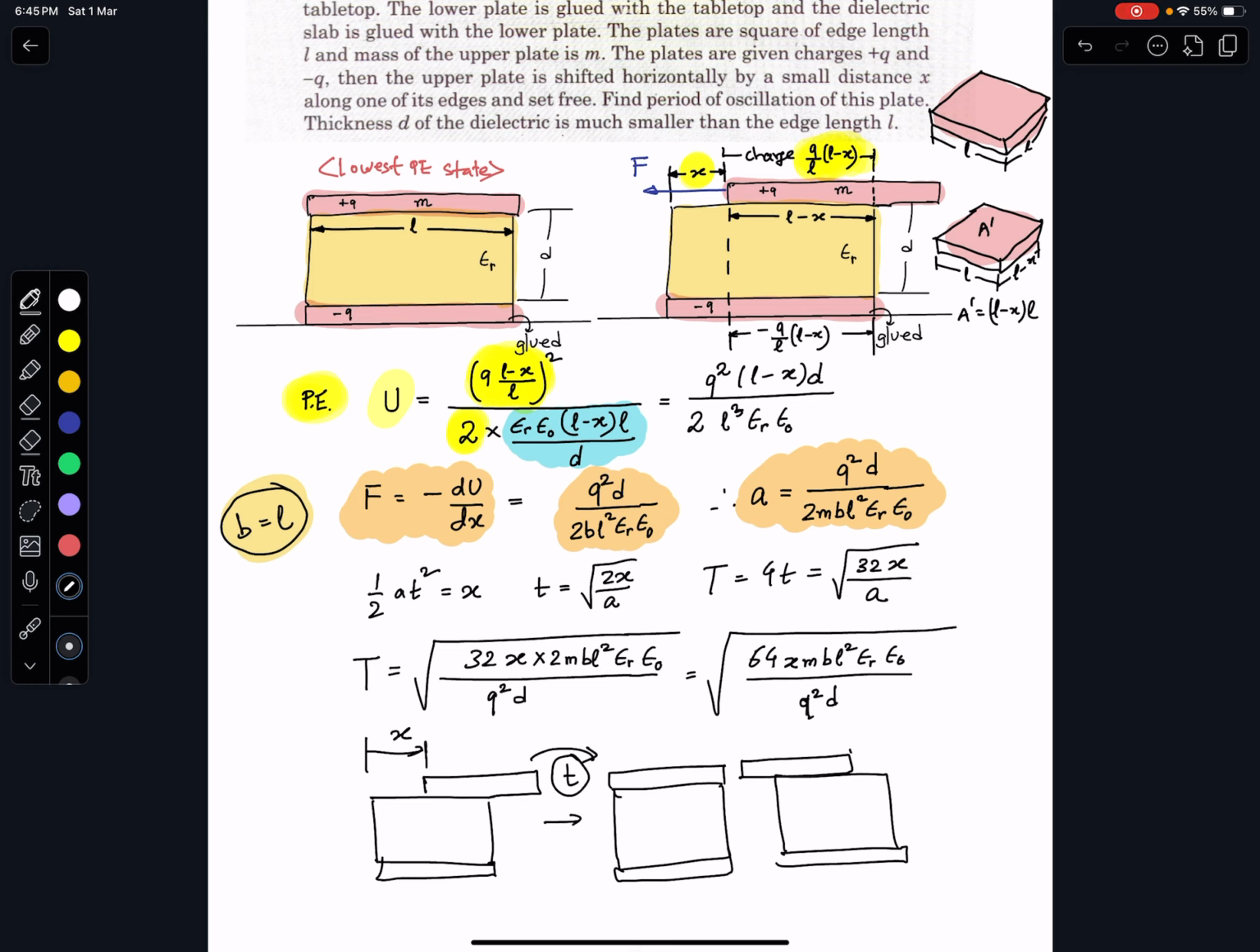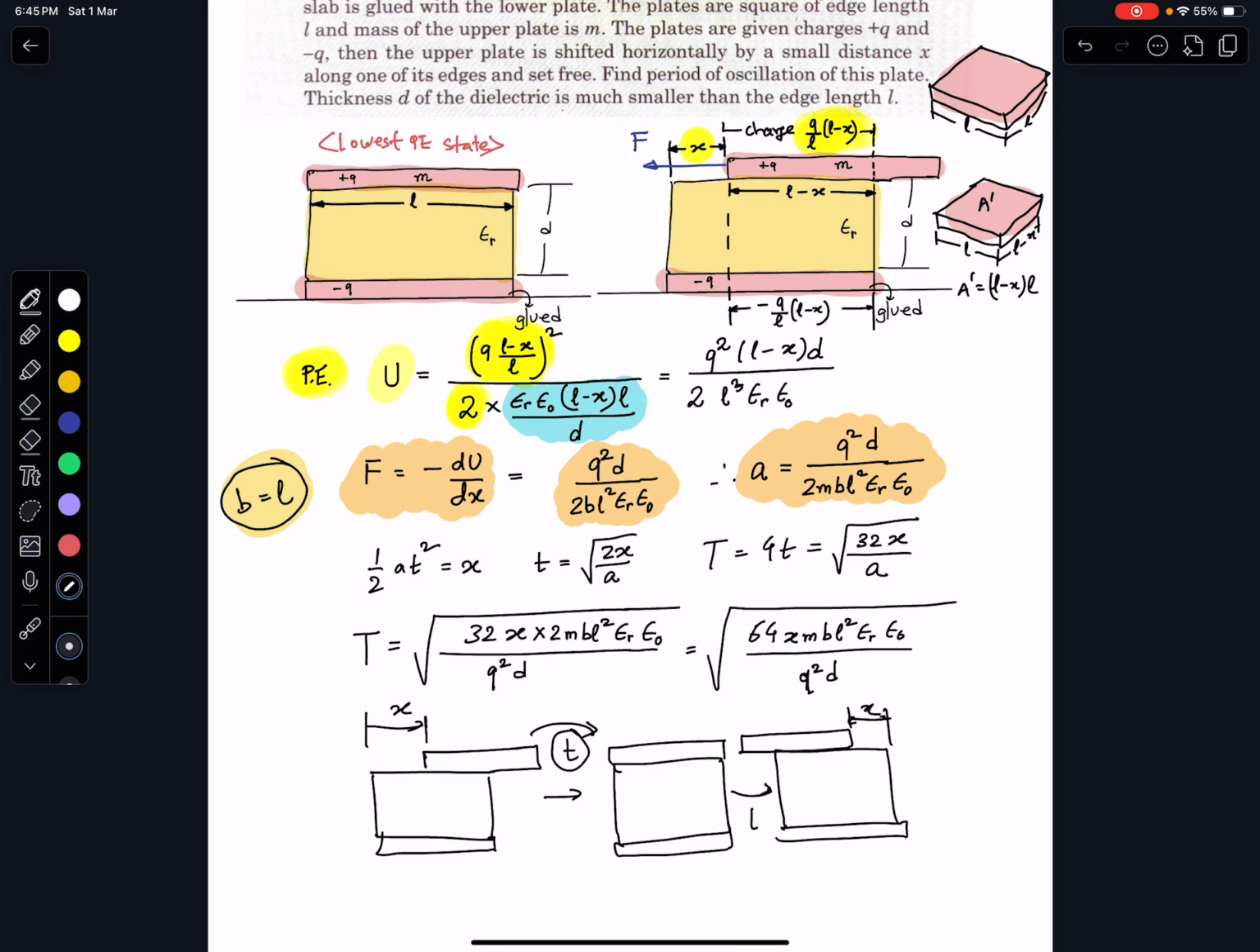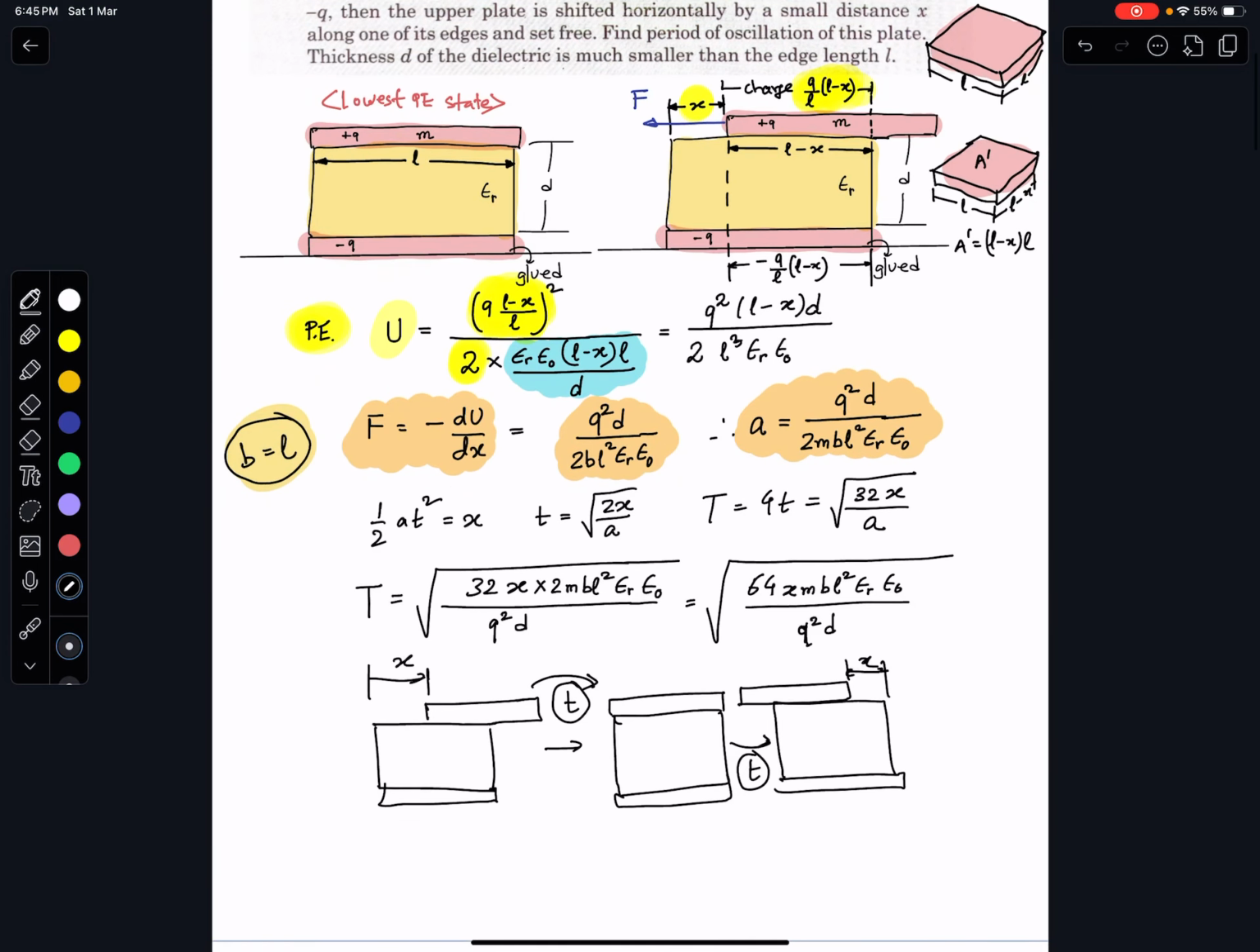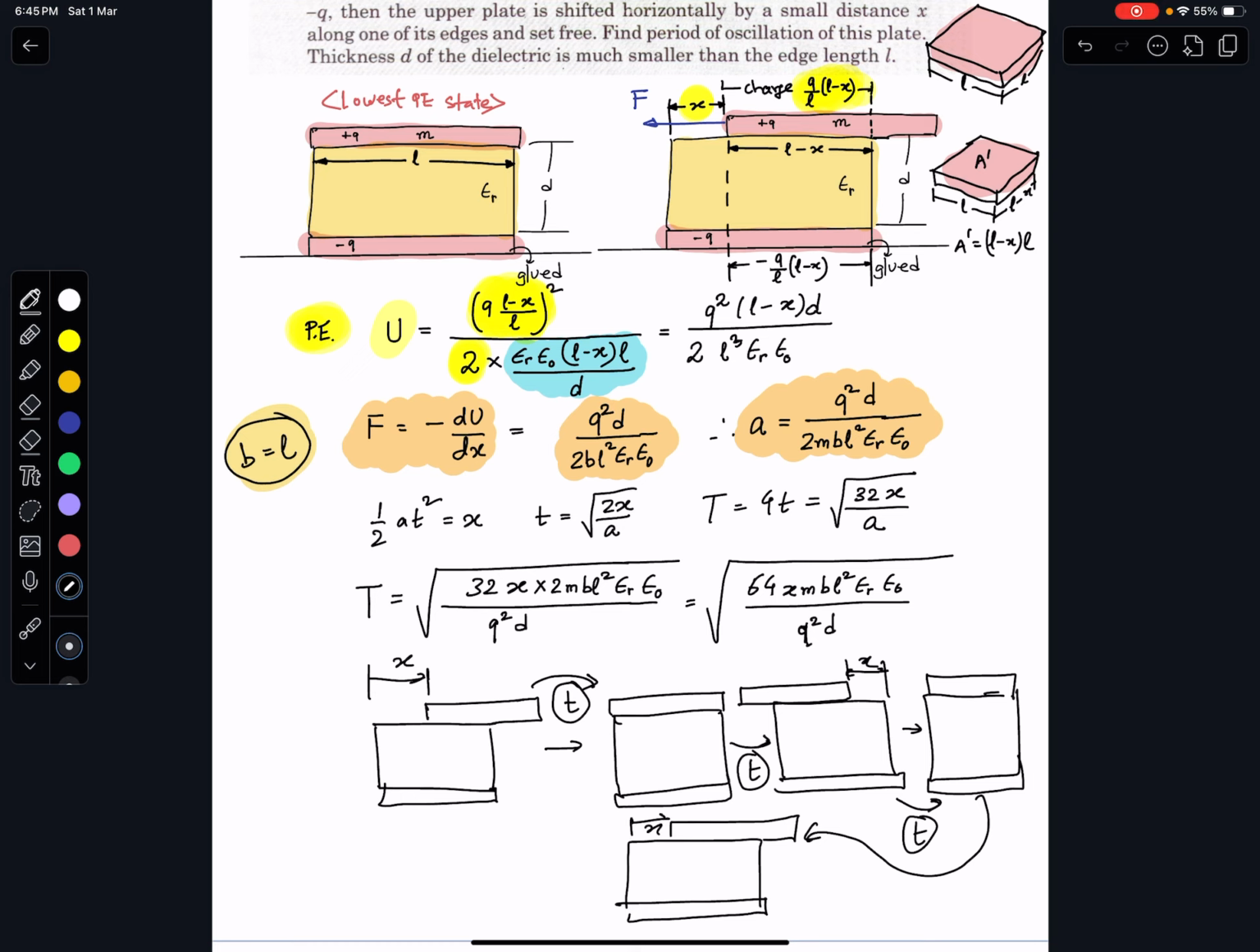Due to inertia of motion it will go to this side. So this is again the time taken t, and again from here it will become stable, stable equilibrium here. So this is again the time t, and from this stable position it will come back to its actual position, displaced by x. From here again it is t. So it is actually 4 times t. That time period is 4 times t. So that's what I have done here.